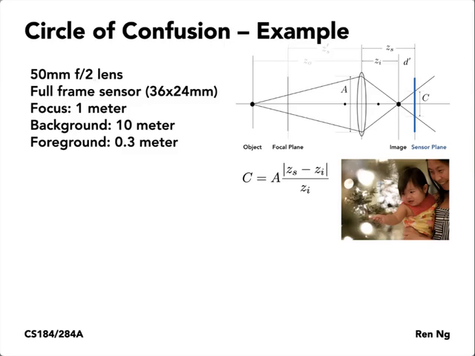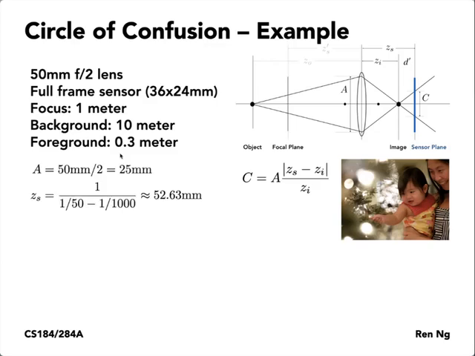This was taken with a full frame sensor, 36 by 24 millimeters. The focus in this case is the distance from the lens focal plane to the kid here, about 1 meter. The Christmas tree in the background is about 10 meters away. And the foreground, in this case the light on the Christmas tree in the foreground, is about a foot away. I call it 30 centimeters or so. So those are our numbers.